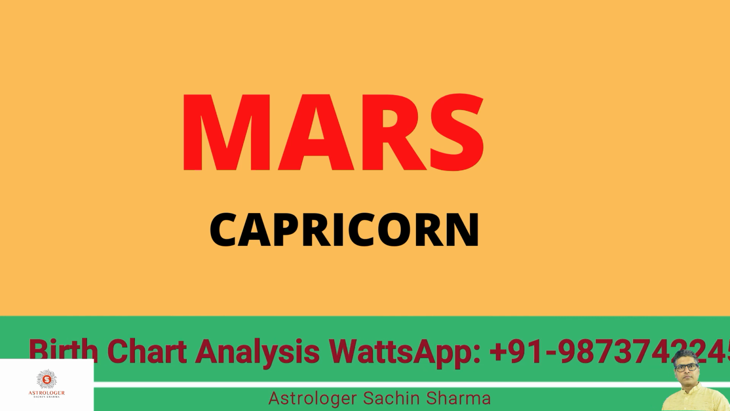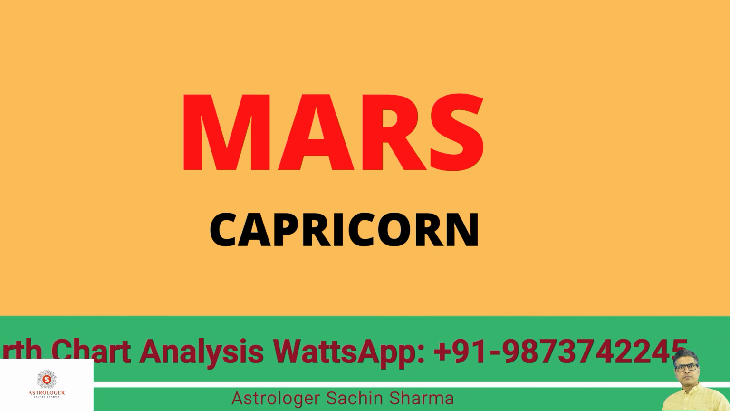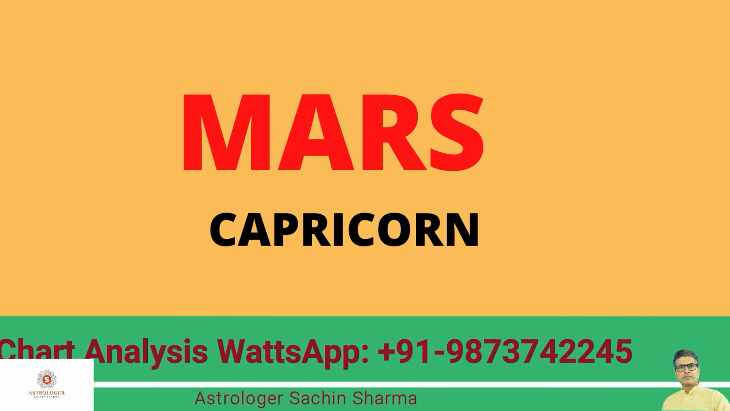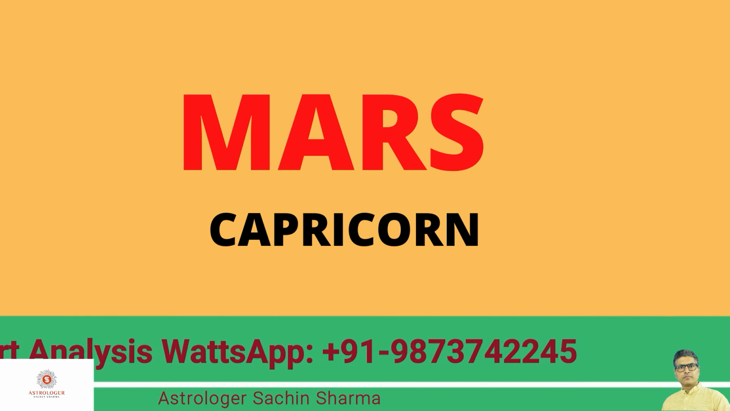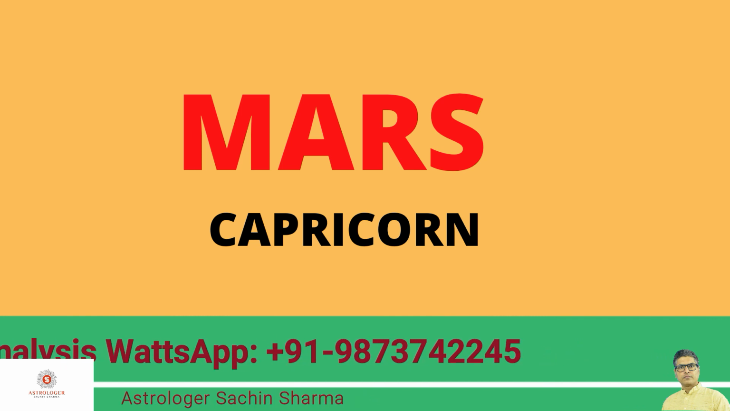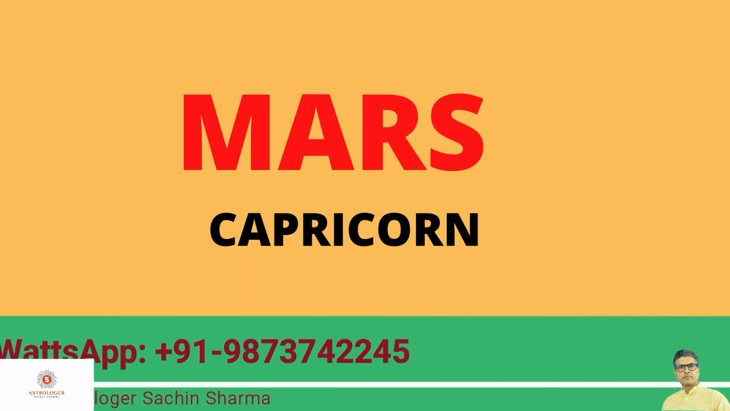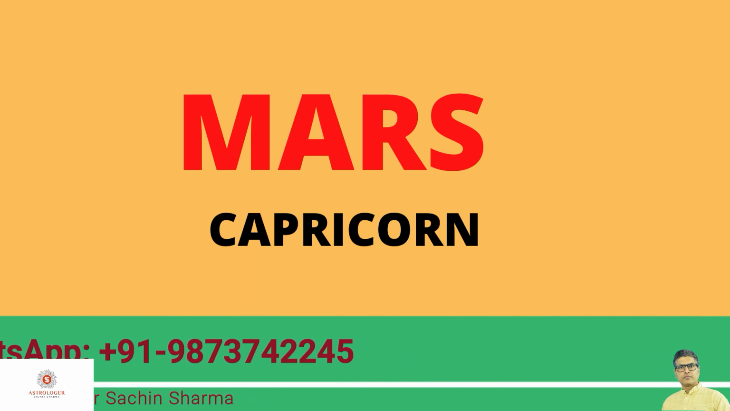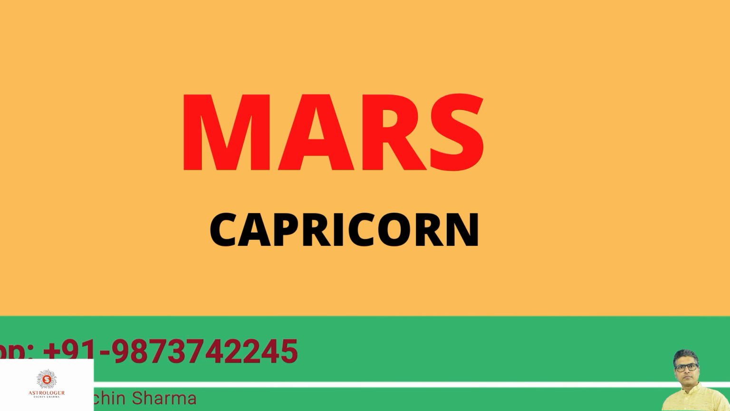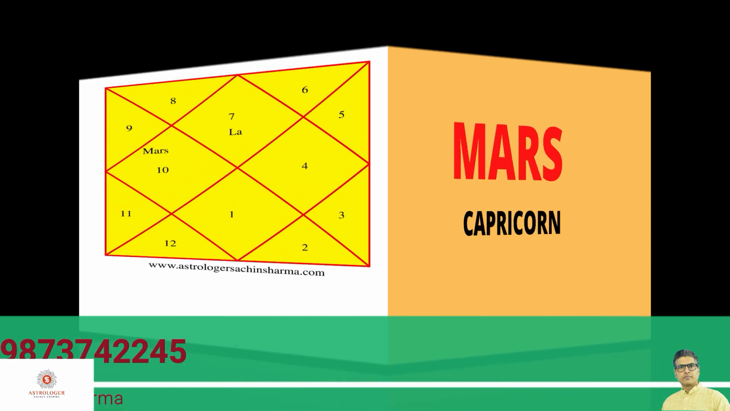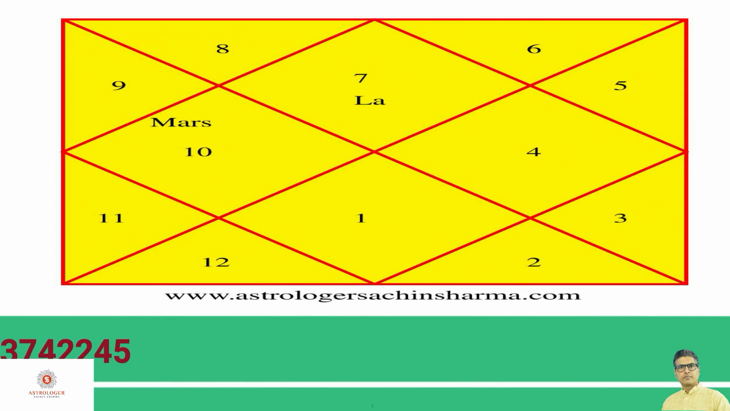Mars will give very positive result if number 10 is written. That means Mars is exalted in the Capricorn sign. So if number 10 is written in a house and Mars is placed there, then it will give the person very positive results related to that particular house. Now let us understand this with the help of birth chart.